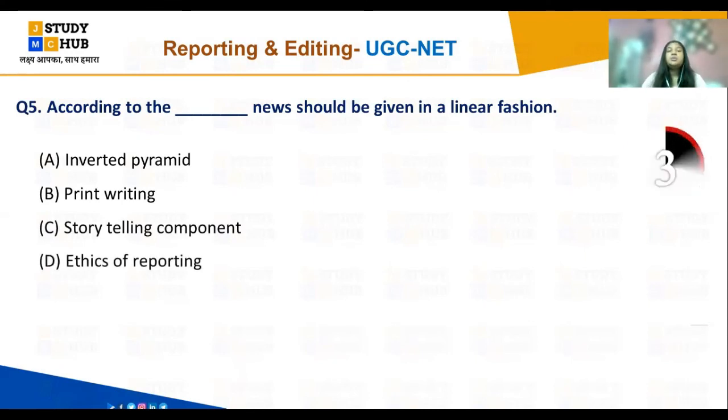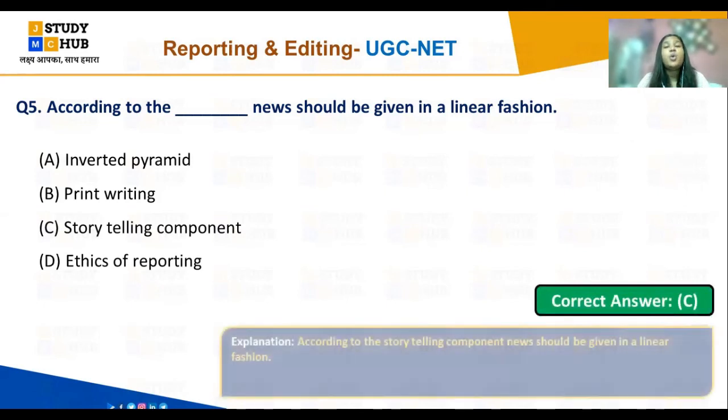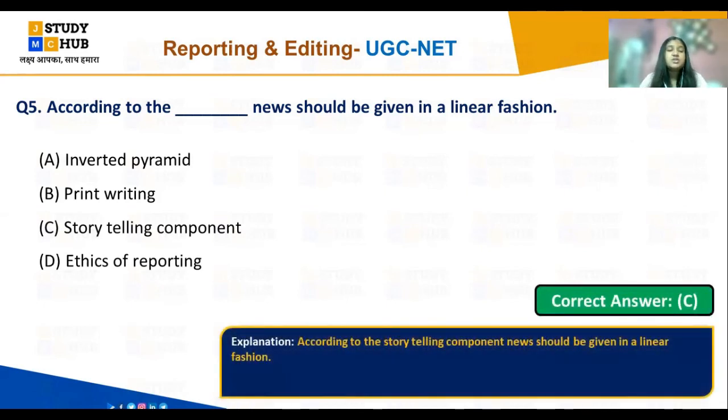So according to the dash, news should be given in a linear fashion. So when I am talking about linear fashion, I am talking about presenting the information or the five W's and H or the lead paragraph in such a manner that is essentially dealing with a storytelling component. So according to storytelling component, news should be given in a linear fashion. So option C is your correct answer.